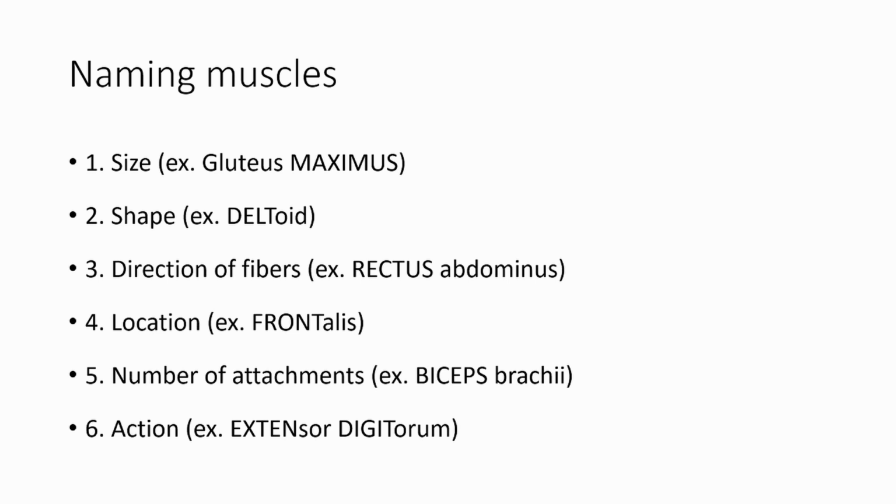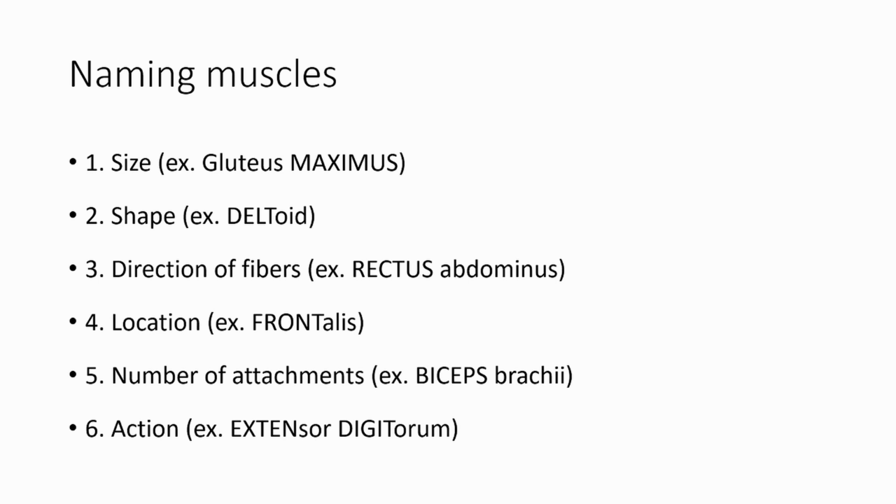We can name muscles based on the direction of fibers. Rectus abdominis. These are straight fibers that are running in one single parallel direction. We can also name muscles based on location. For example, the frontalis muscle is found over the frontal bone in the forehead. We can also name muscles on number of attachments. For example, biceps brachii.